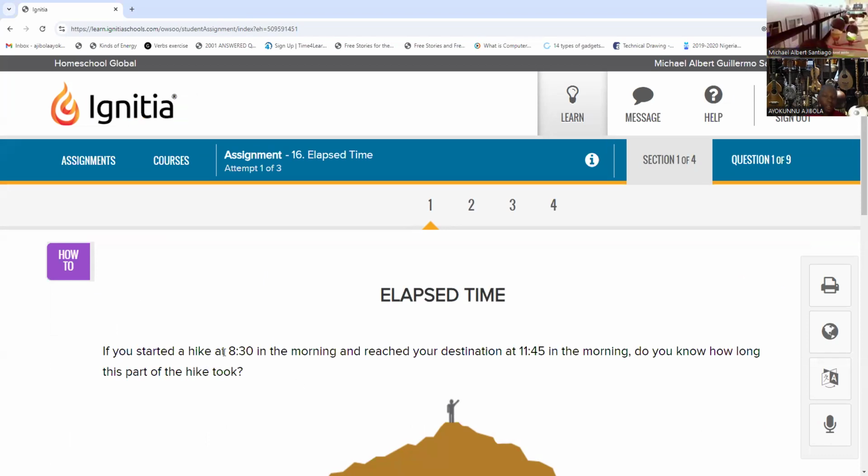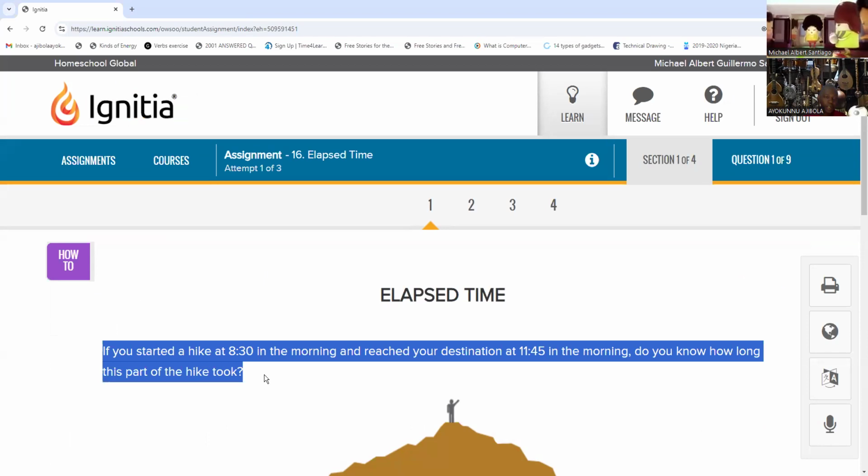If you started, okay, read this sentence, the statement. Started up at 8:30 in the morning, and reach your destination at 11:45 in the morning. Do you know how long this part of the hike took? So how are you going to do that? You got to say 11:45 minus 8:30, okay? It's 3 hours and 15 minutes.